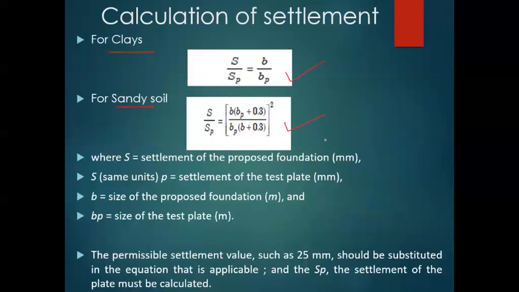Where S is the settlement of the proposed foundation in mm, and P is the settlement of the test plate. B is the size of the proposed foundation in meters. BP is the size of the test plate. And SP is the settlement of the test plate in mm.